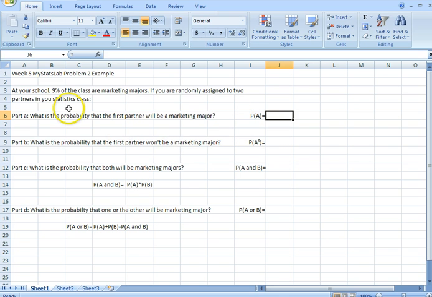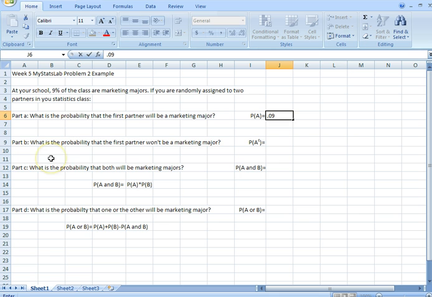Well, we already know from our problem that 9% of the class are marketing majors, and it stands to reason that if our first partner has a probability, it would be 9%. Since 9% of the class are already marketing majors, we have a 9% chance of this person being a marketing major. So our P of A, probability of A, will be 0.09. 9%. We're using the numbers between 0 and 1, so we will use 0.09.